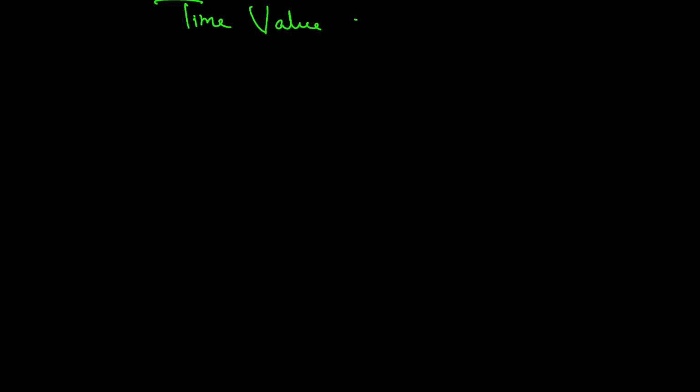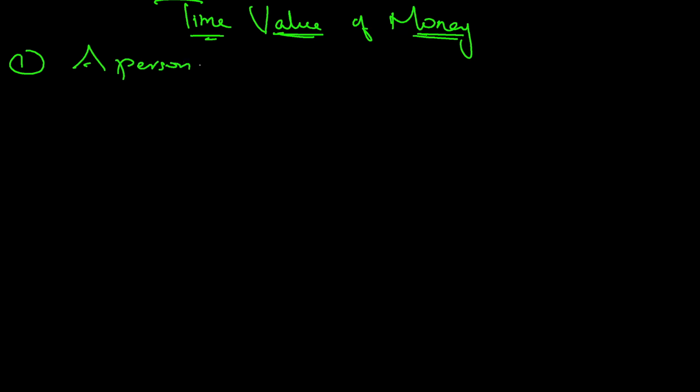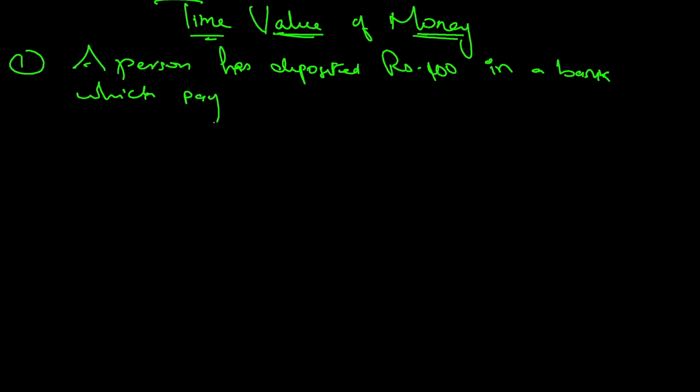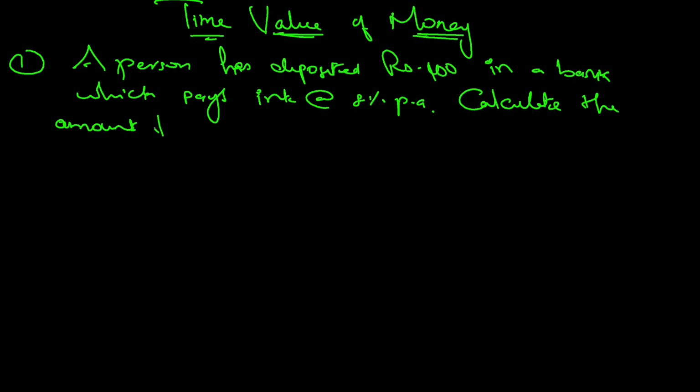So, time value of money examples we'll do. First one: a person has deposited 100 rupees in a bank, which pays interest at the rate of 8% per annum. Calculate the amount they will be receiving by the end of the fifth year.